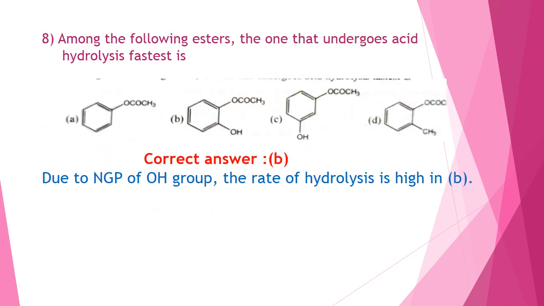Now question number 8. Among the following esters, the one that undergoes acid hydrolysis fastest is. Here the correct answer is B. Here also you have to consider the neighboring group participation, and due to the neighboring group participation of the OH group, the rate of solvolysis is high in compound B.